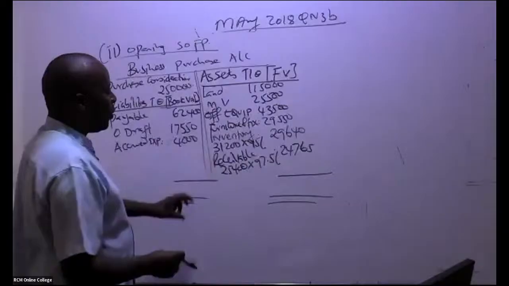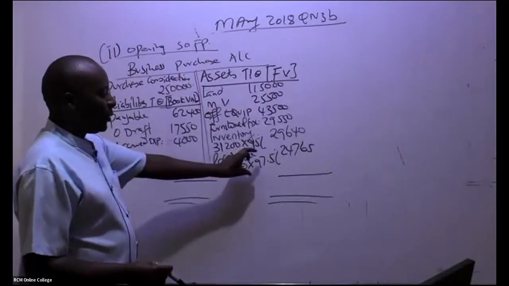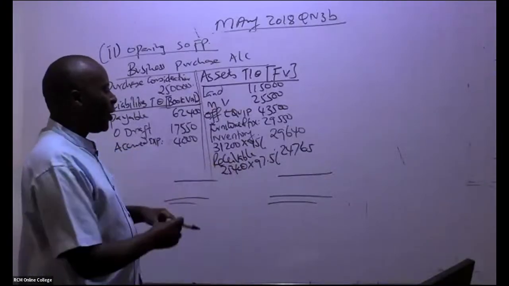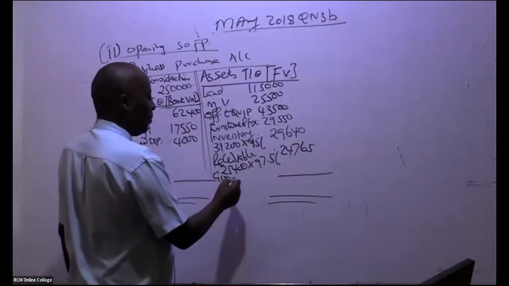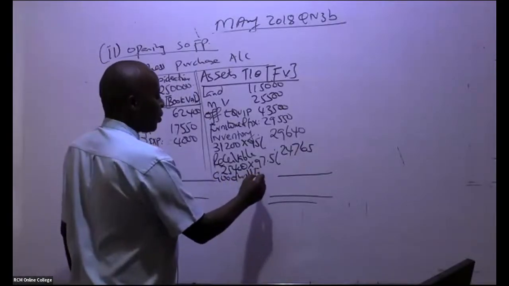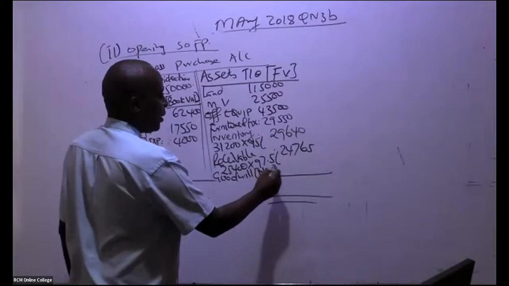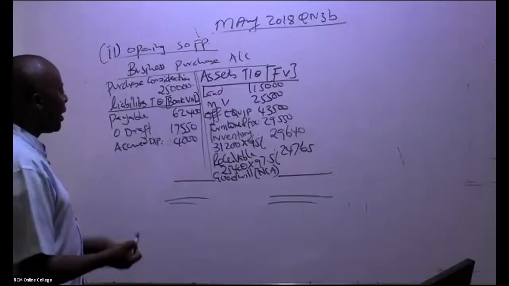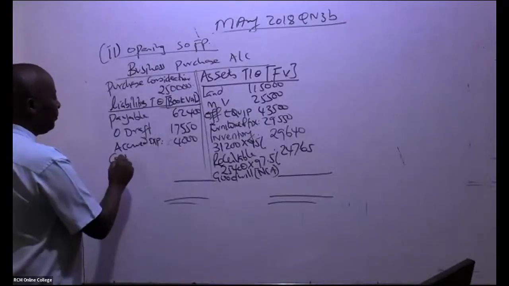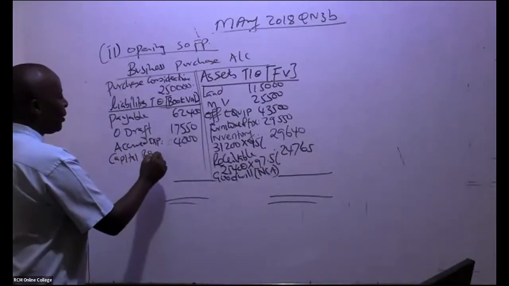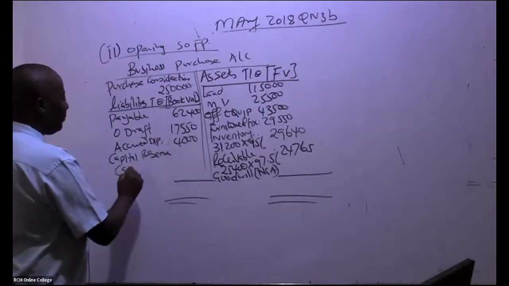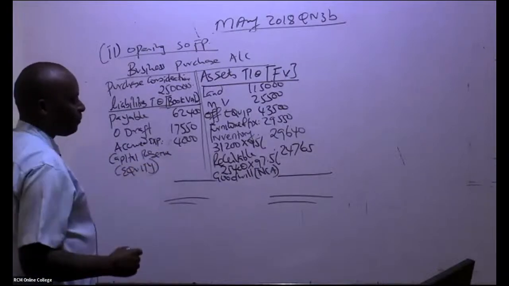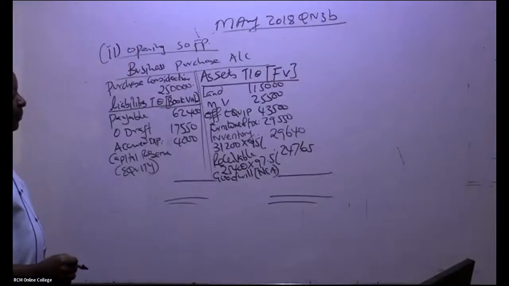If the balancing figure will be here, it is goodwill, and this will go as a non-current asset in the statement of financial position. If the balancing figure will be here, it will be a capital reserve, which will go under equity.